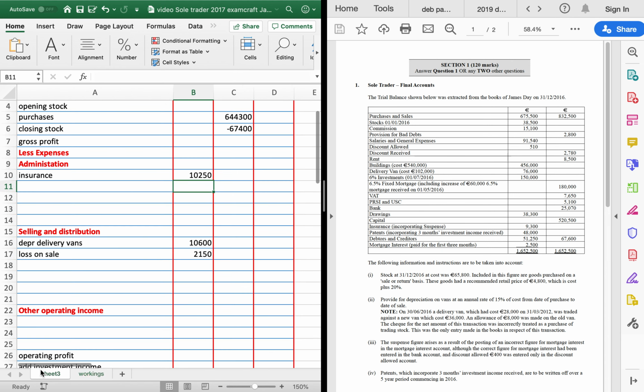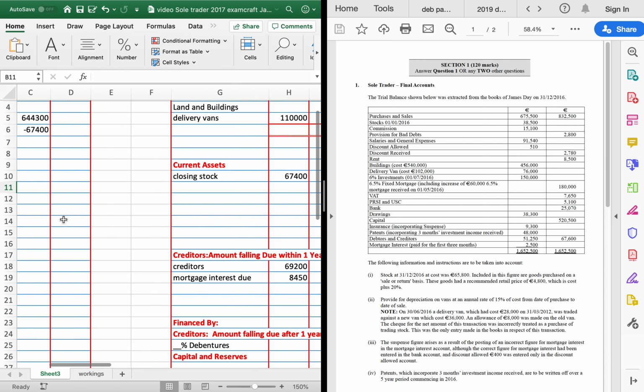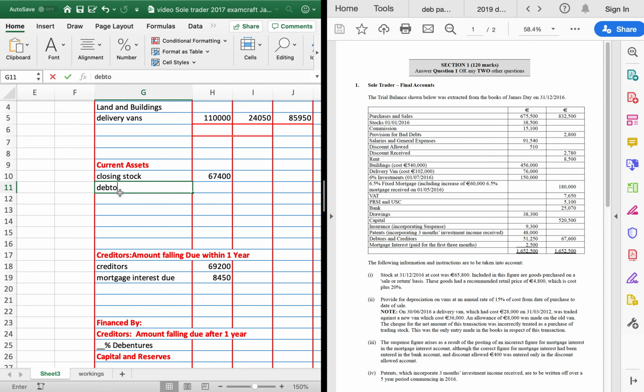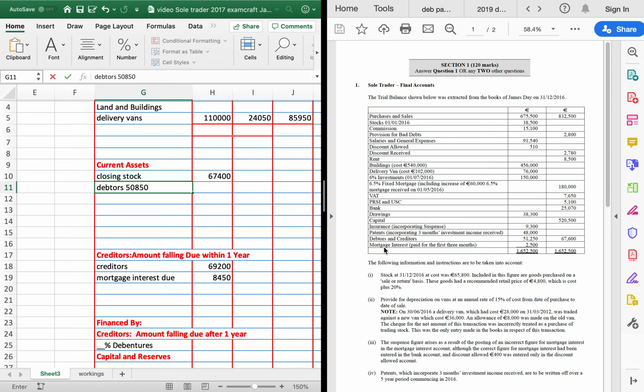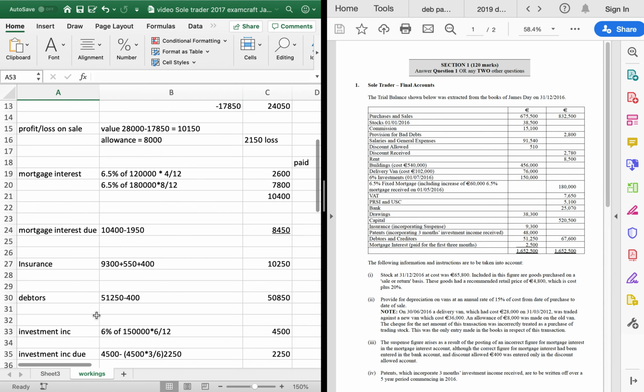Debtors is 5,850. That is our current asset. Now, there's normally a bad debt provision. I don't think we changed the bad debt provision here, did we? So let me just check and see if there's a bad debt provision in the question, on the credit side. Yeah, 2,800, which we have to take away. Now, most questions you have to adjust that, but this one was straightforward, so you didn't have to. So that's 48,050. Do always check for that when you're putting in debtors.